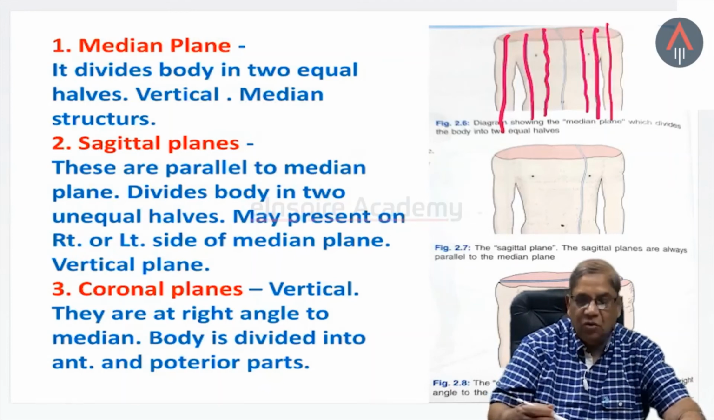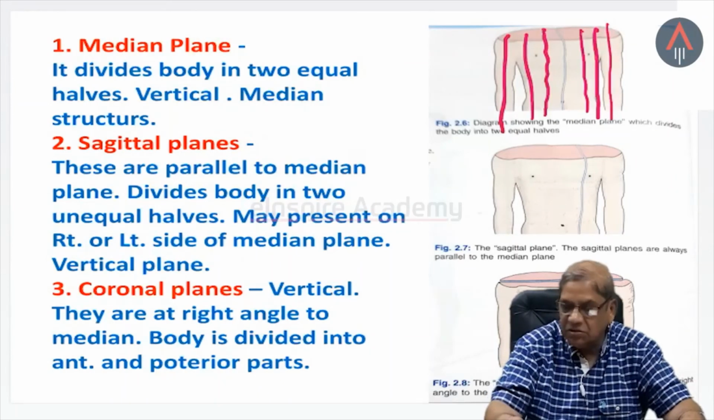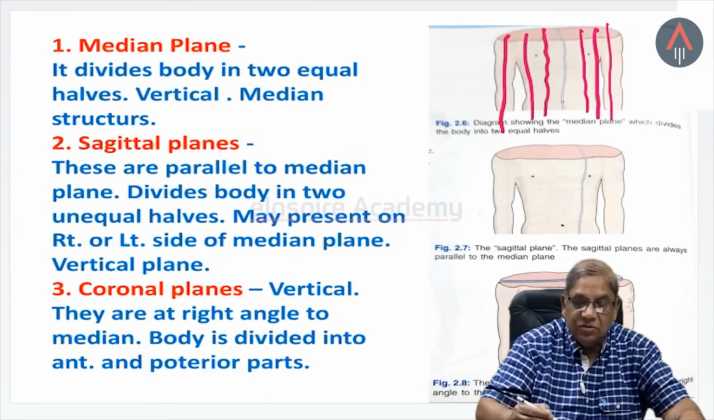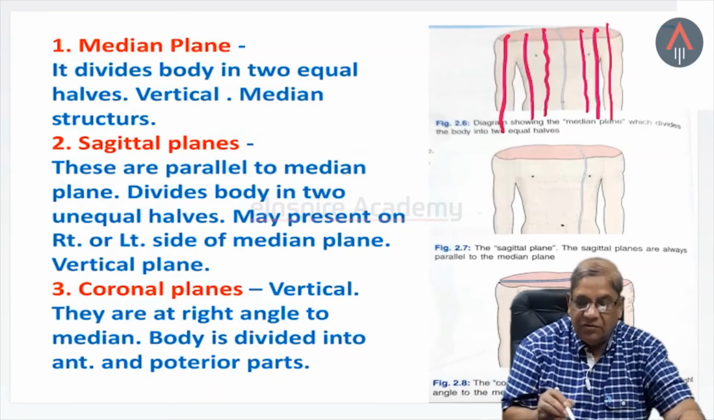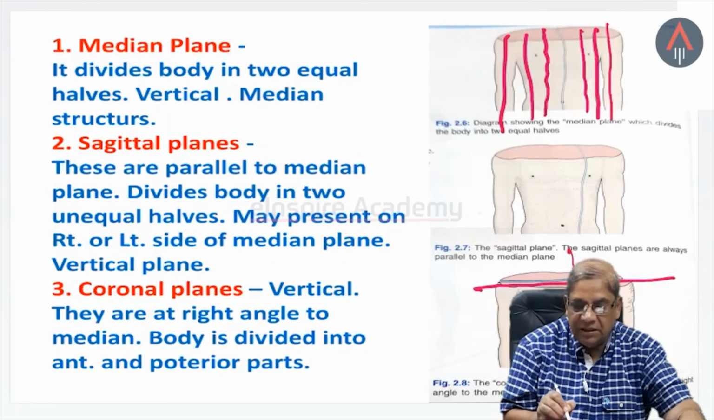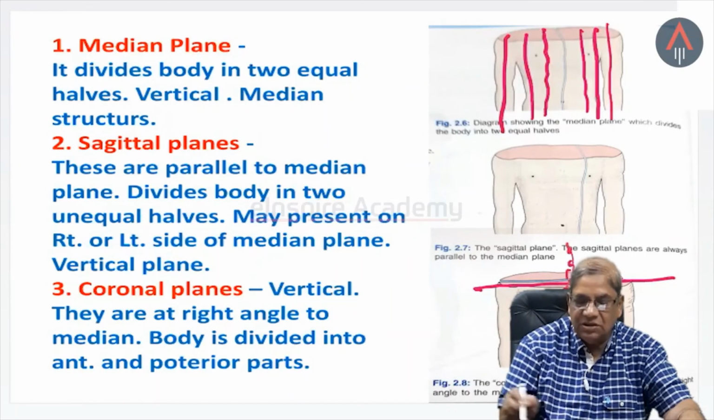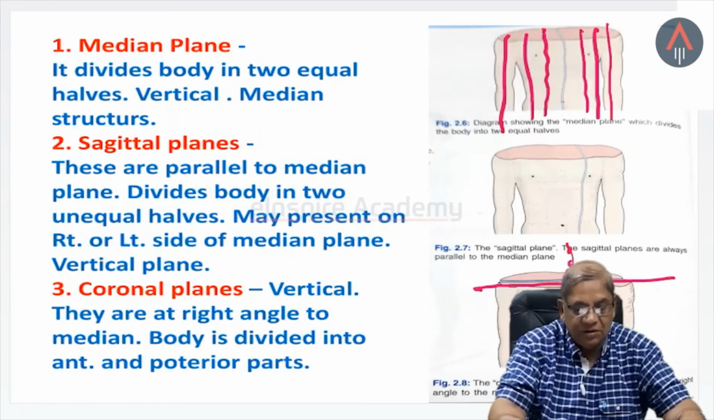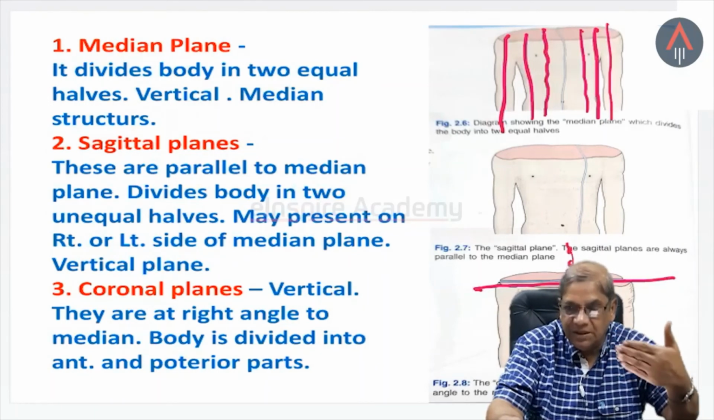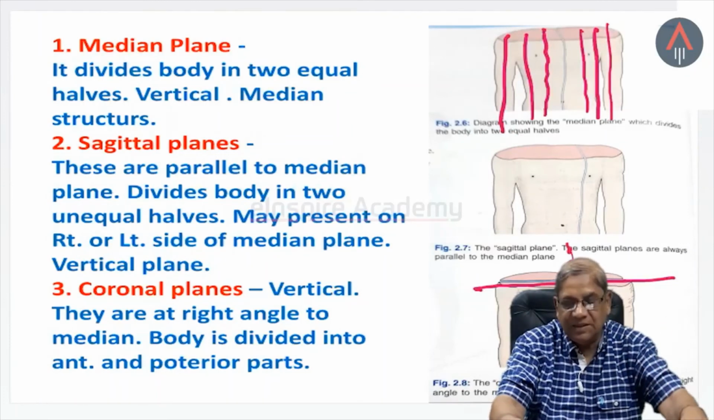Coming to the third plane, which is called the coronal plane, this is also a vertical plane, but this plane is at right angle to the median plane. The median plane was going like this, and now the coronal plane is at right angle to this. If I draw this coronal plane, it is always with a dotted line. So it is at right angle to the median plane. And there may be many coronal planes, not only a single plane, like many sagittal planes.